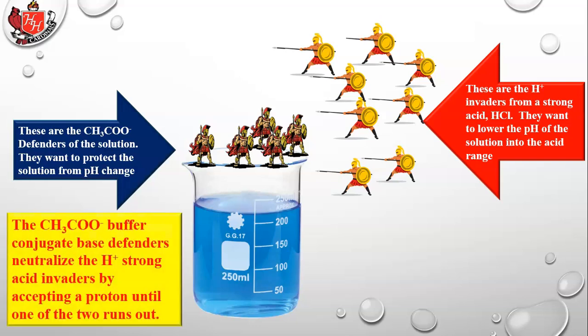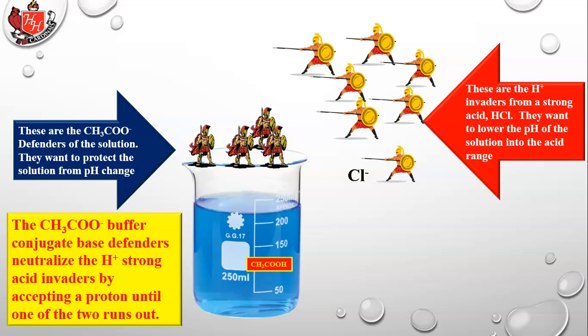So the acetate ion buffer conjugate base defenders neutralize the H+ strong acid invaders by accepting a proton until one of the two runs out. So there's a proton that's going to come from that hydrochloric acid. It goes up, it hits that defender. The defender then becomes an acetic acid molecule and goes into the solution. The hydrochloric acid turns into a chloride ion.